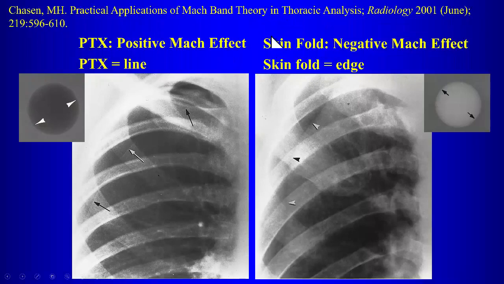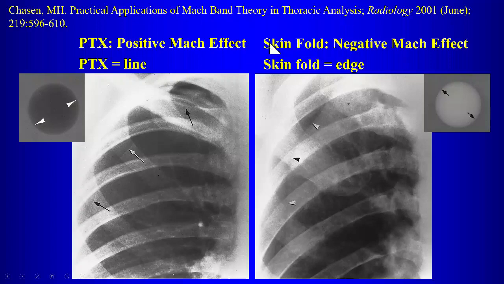I would refer you to this very nice article that describes how we get Mach bands and the physics of it. It's actually an optical illusion, as hard as that is to believe. This article explains it nicely. The point is, a pneumothorax gives you a positive Mach effect, and what I like to say is for pneumothorax, you want to see a line. A skin fold gives you a negative Mach effect, so with a skin fold we don't really see a line, we see an edge. There's a difference between an edge and a line, and that can help you sometimes if you're struggling with these cases.